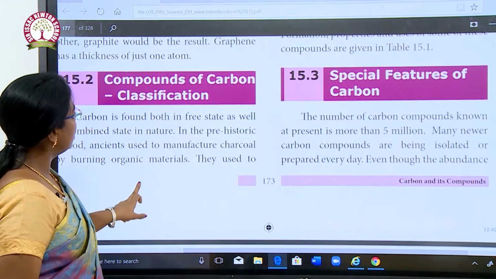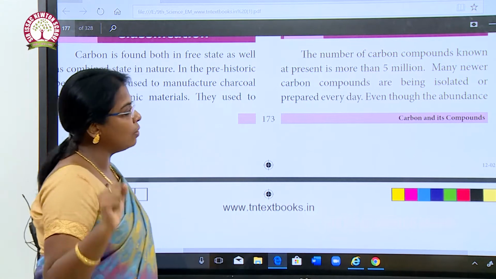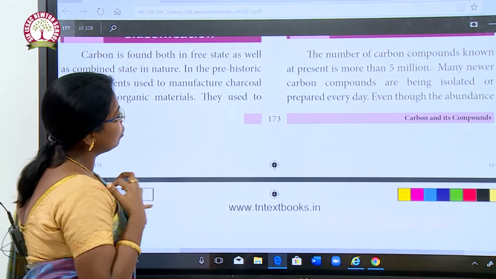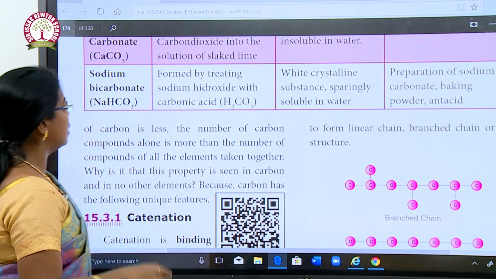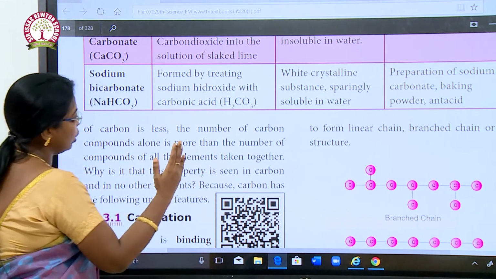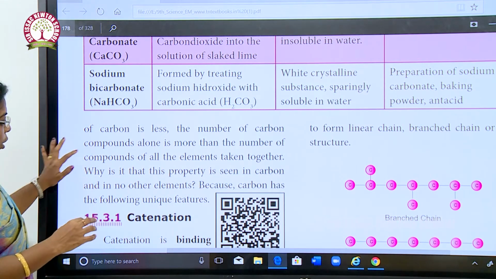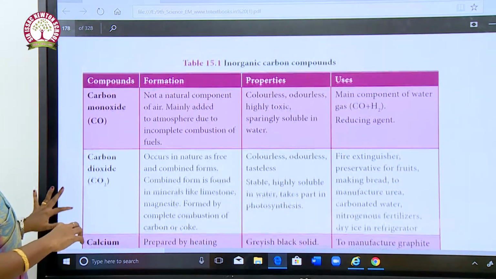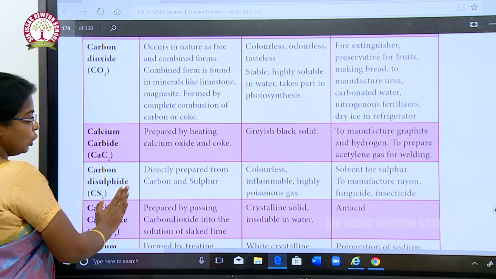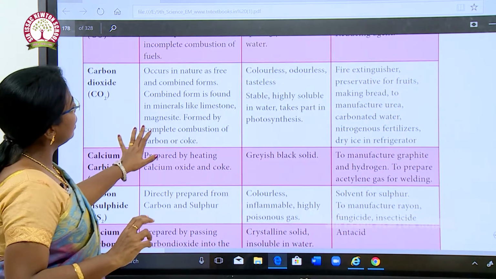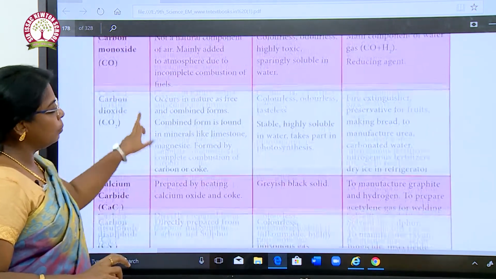Now we are going to see the special features of carbon. The number of carbon compounds known at present is more than 5 million. Many newer compounds are being isolated or prepared every day. Even though the abundance of carbon is less, the number of carbon compounds alone is more than the number of compounds of all other elements taken together. Why is this property seen in carbon and no other element? Because carbon has unique properties. See here, there is a tabular column giving some inorganic carbon compounds: carbon monoxide, carbon dioxide, calcium carbonate, etc. They occur in nature, and the formation, properties and uses of these compounds are given here.